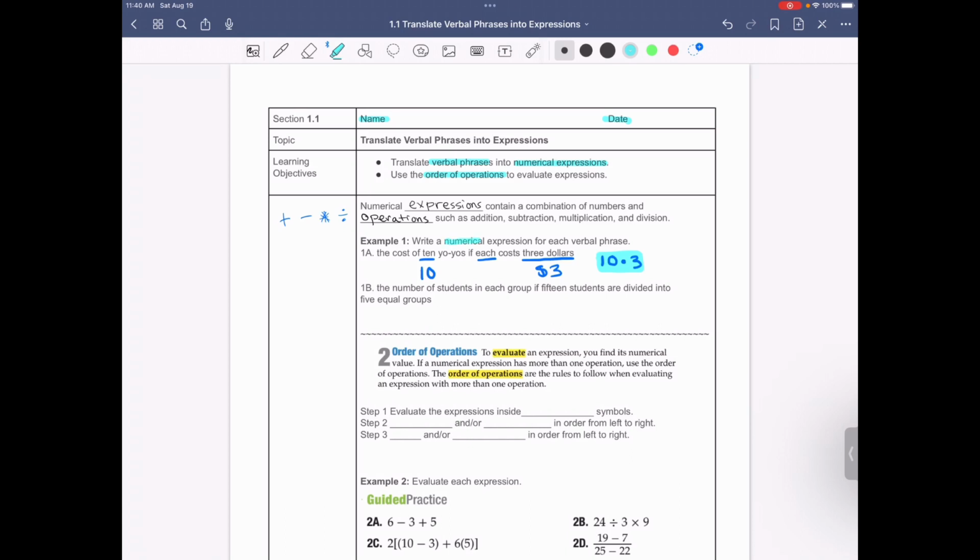So the numerical expression versus the verbal phrase was all of this. And the reason that we have math is to simplify things. 10 times 3 is a lot shorter than the cost of 10 yo-yos if each costs $3. We're going to pause the video right now and we're going to talk about 1B as a class.